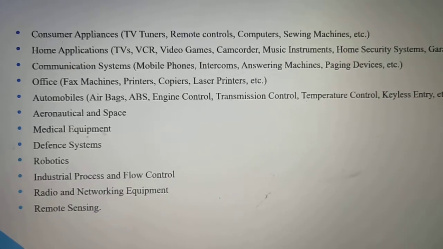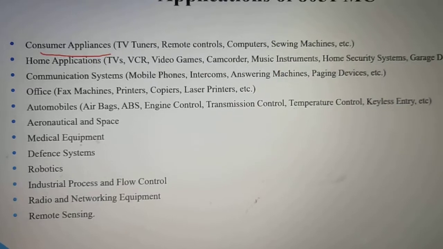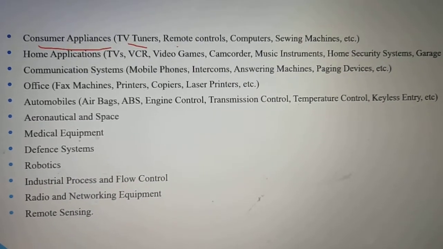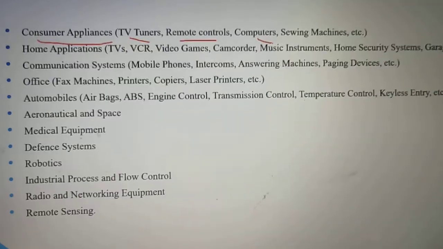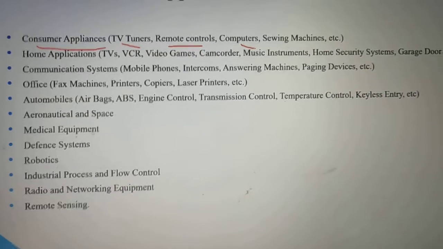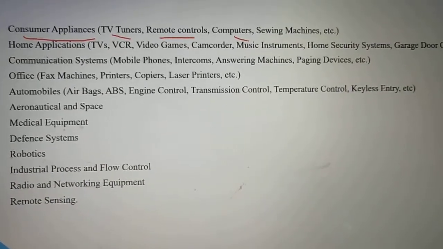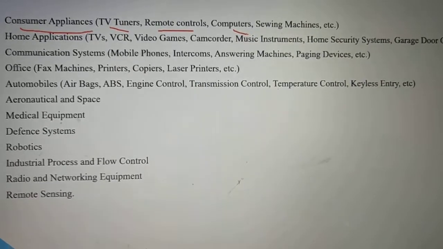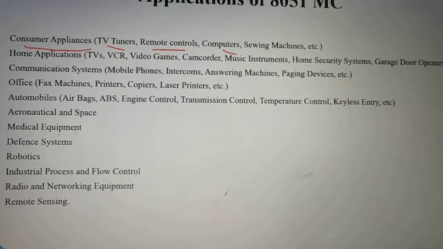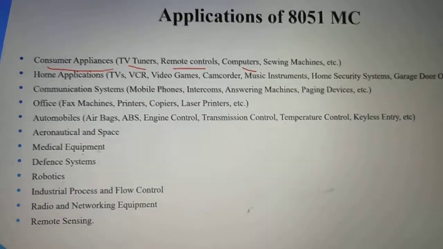First, consumer applications, or consumer appliances. There are TV remotes, TV tuners, remote controls, computers, sewing machines. All this comes under consumer appliances. Home appliances include televisions, VCRs, and video games, which are most popular. Also camera recorders, music instruments, home security, and door security. We are going to use microcontrollers in these home applications.